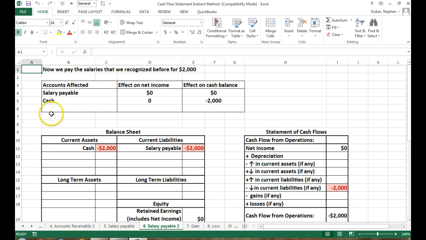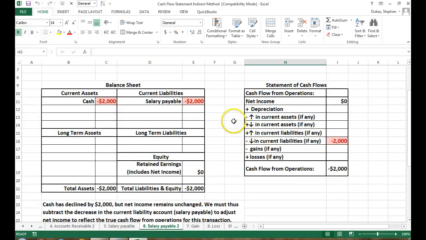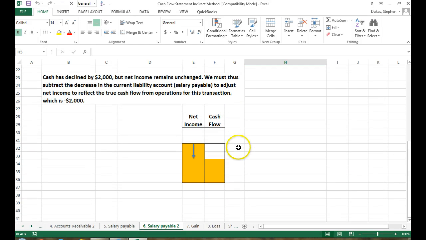Now let's say we pay the salaries that we recognized before. Well, in this case, there's no effect on net income because the expense happened previously. However, we do pay $2,000 in cash. On the balance sheet, both current liabilities, the salary payable, and cash go down by $2,000. So cash has declined and net income hasn't changed.